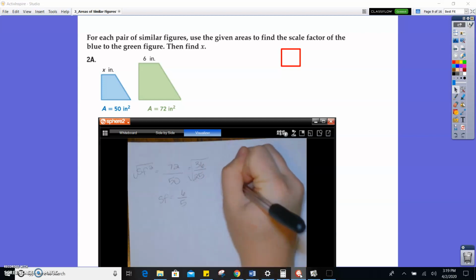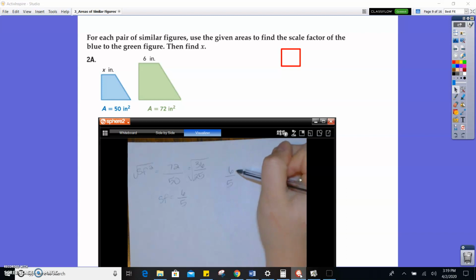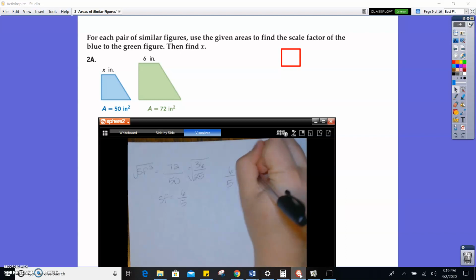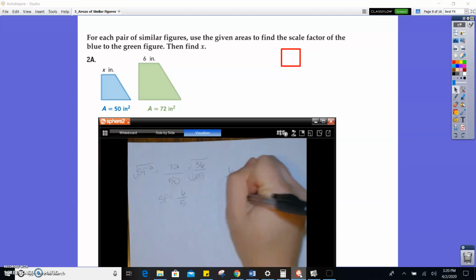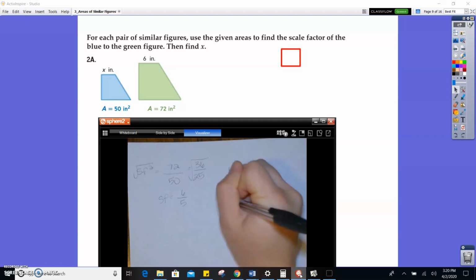Which I can now use to create a proportion. So 6 over 5 represents the green trapezoid over the blue. And I know the green trapezoid has a dimension of 6, and this is my unknown. This is a one-to-one relationship, so x is just equal to 5 inches.